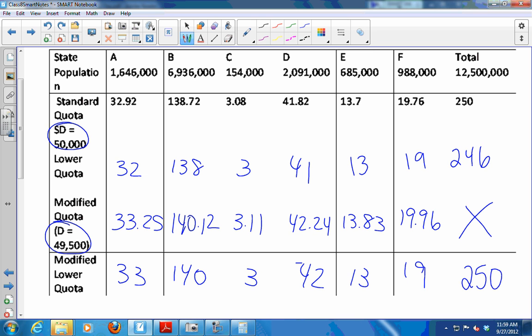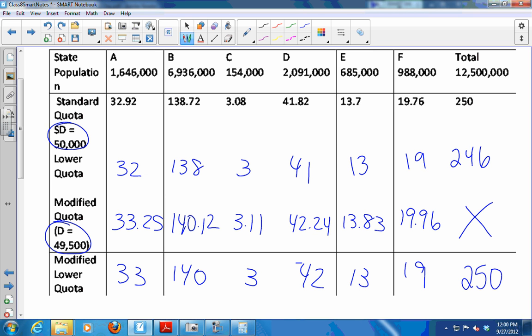49,500 was totally random for now. I just said I need something a little smaller than 50,000, and I guessed. I'll give you a way to guess in a minute. Why would you round down the 13.83? Because you always round down in this method. We always round down, no matter what the decimal part.